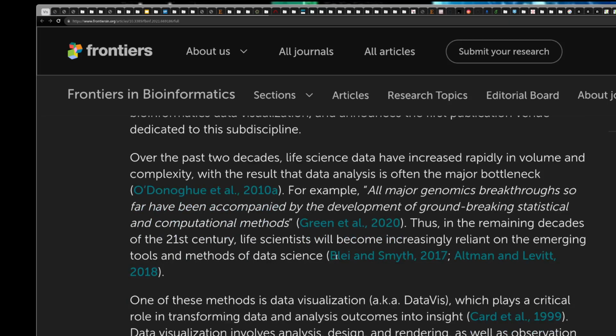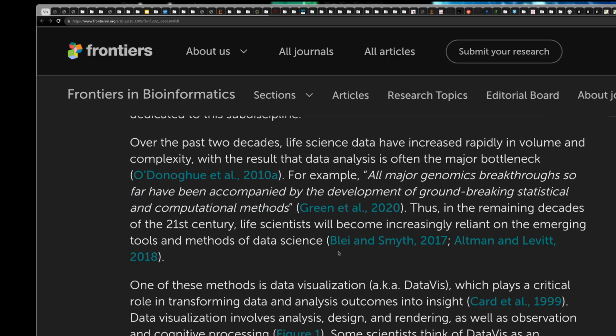Over the past 2 decades, life science data have increased rapidly in volume and complexity, with the result that data analysis is often the major bottleneck (O'Donoghue et al., 2010a). For example, all major genomics breakthroughs so far have been accompanied by the development of groundbreaking statistical and computational methods (Green et al., 2020). Thus, in the remaining decades of the 21st century, life scientists will become increasingly reliant on the emerging tools and methods of data science (Bly and Smith, 2017; Altman and Levitt, 2018).